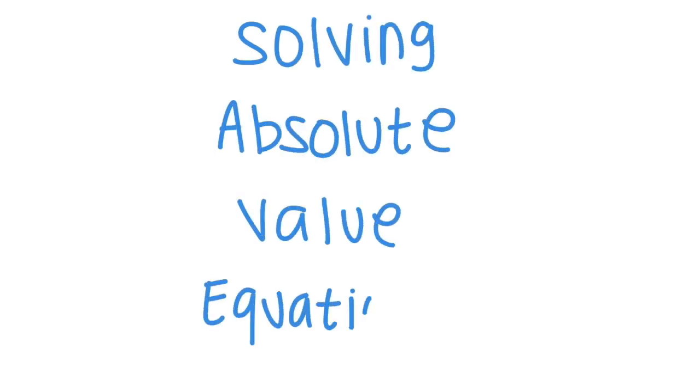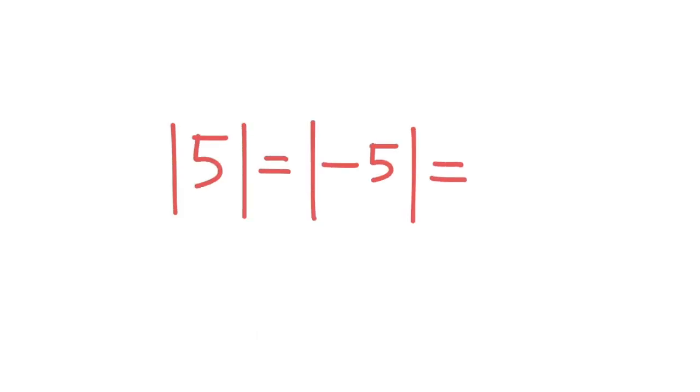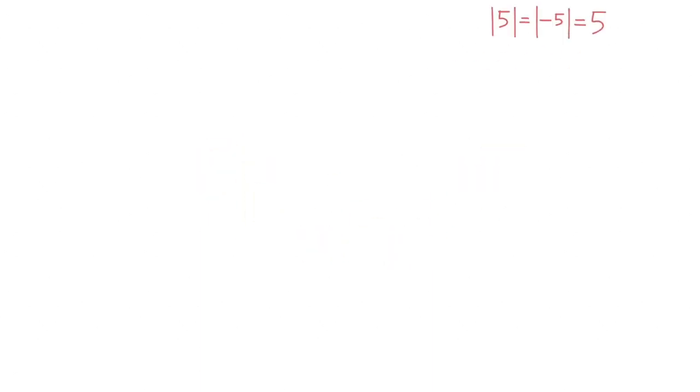In this video, we're going to be working on solving absolute value equations. When we deal with an absolute value, remember that everything becomes positive. For example, an absolute value of 5 is equal to an absolute value of -5 and is also equal to 5.